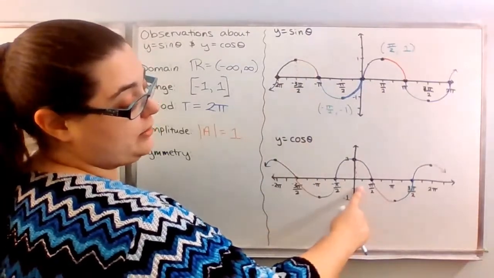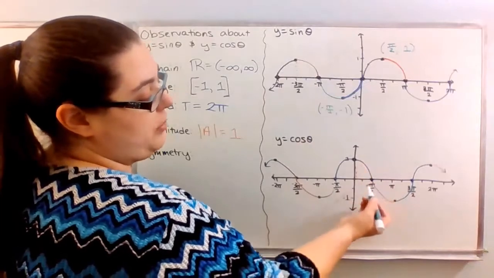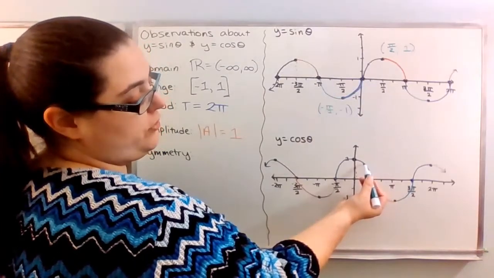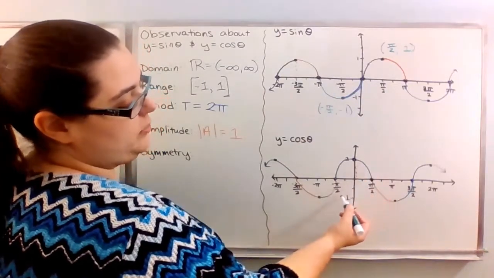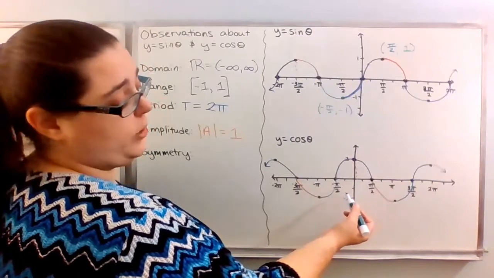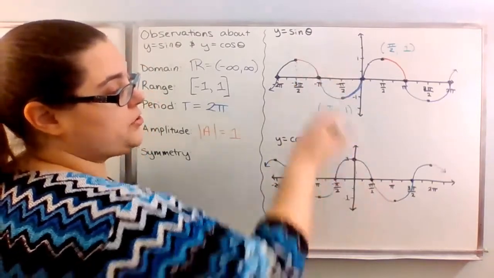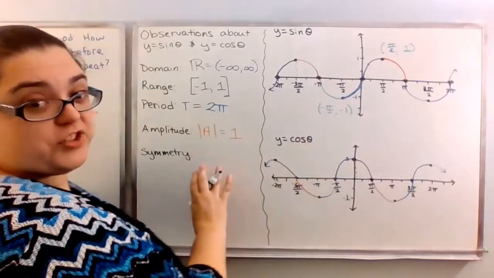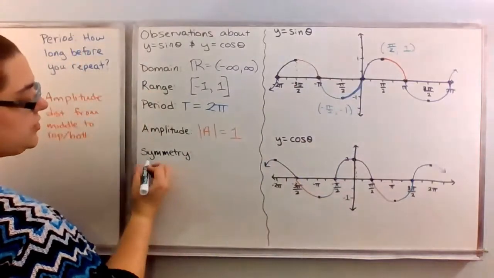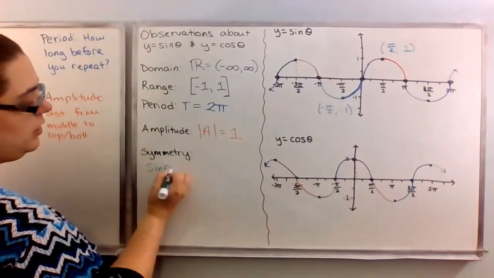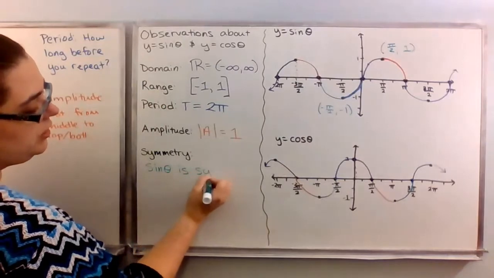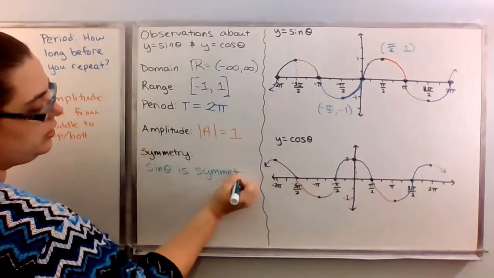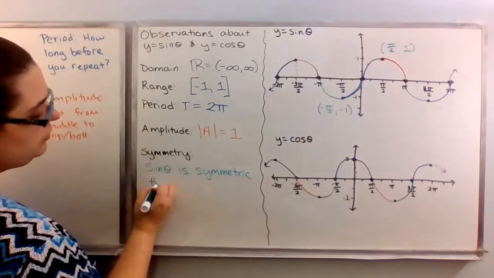Cosine is not. So if I'm up here at pi halves at positive root 2 over 2, I'm not going to be down here at negative. Okay, so our sine and our cosine function finally have some little divergence here in their properties. So sine of theta is symmetric through the origin.